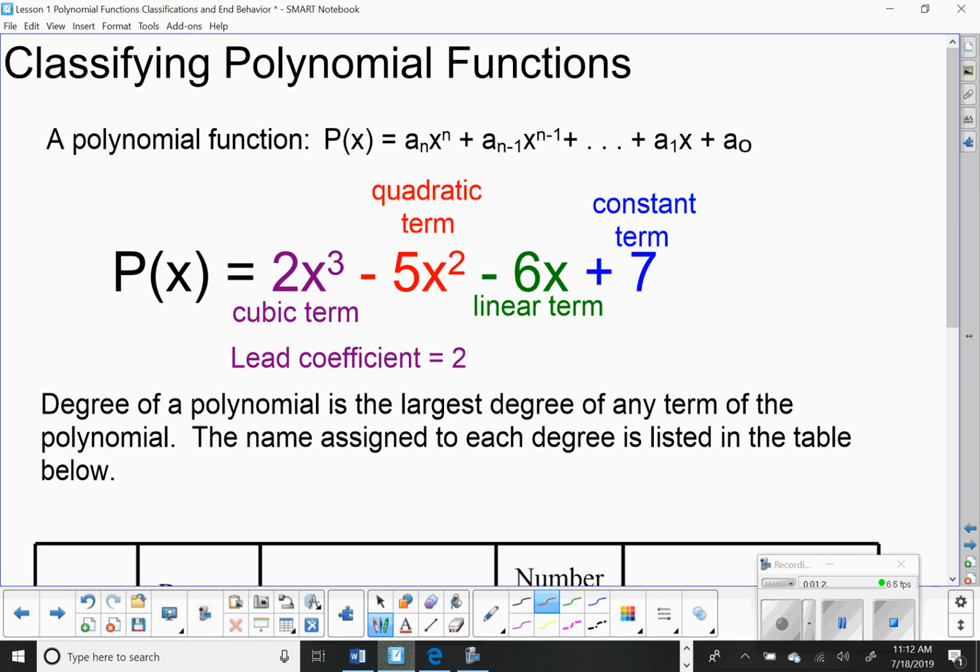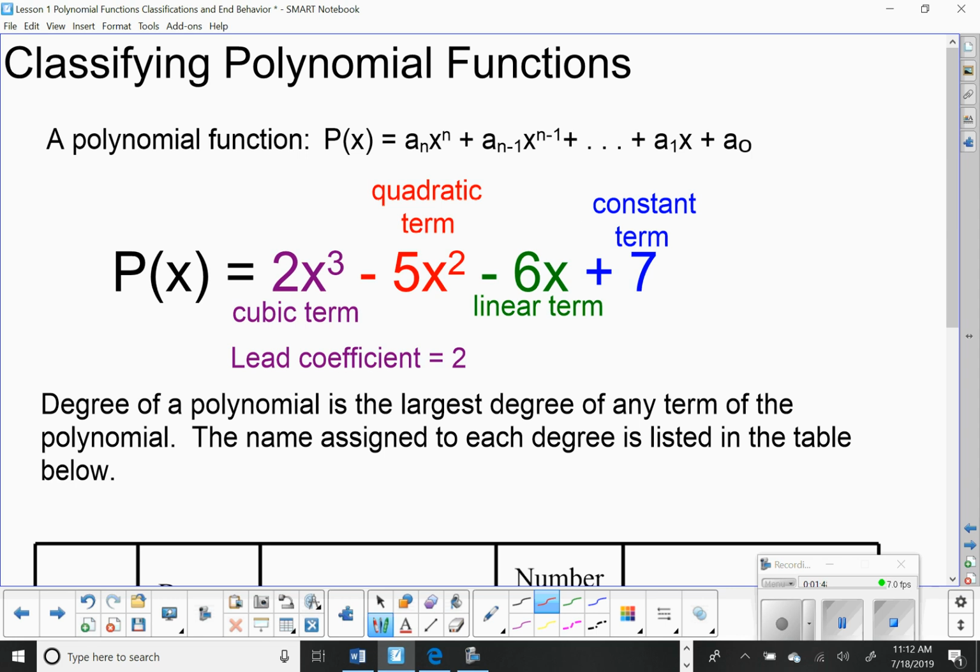Now, looking at p of x, here's a better example. We have p of x, and remember, p can be any letter. It's just like x is a variable. P is just the name of the function. It could be p, t, h, q, bob, anything you want. P of x is equal to 2x cubed minus 5x squared minus 6x plus 7.